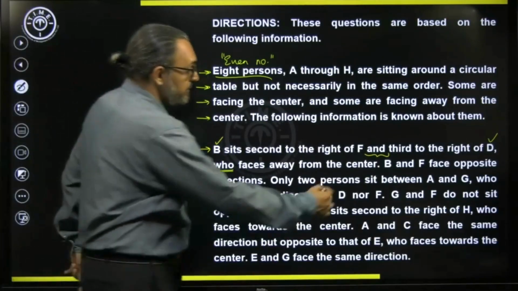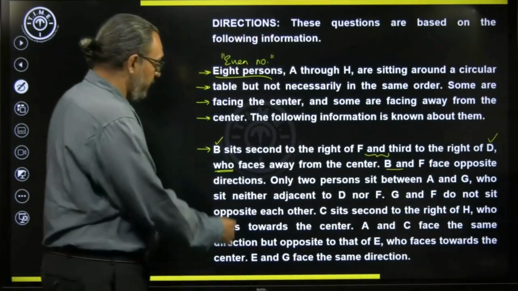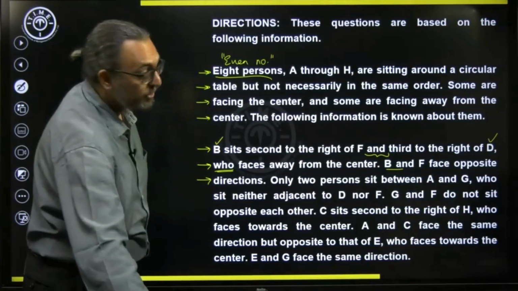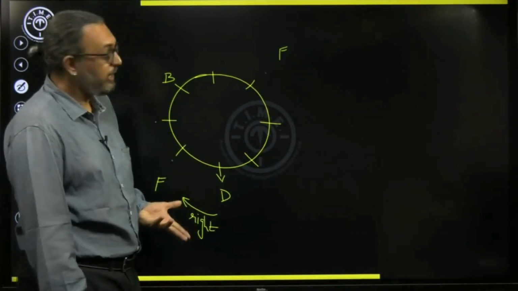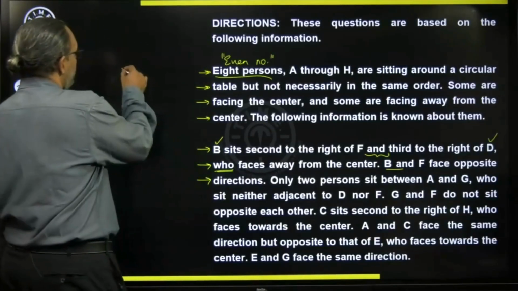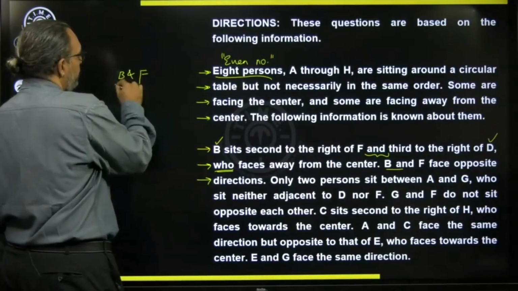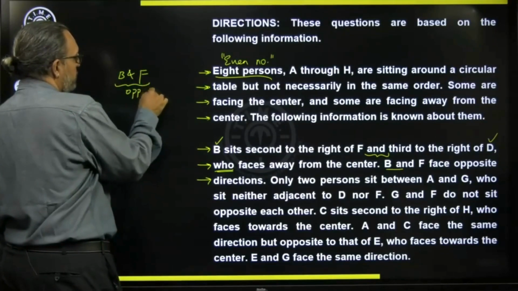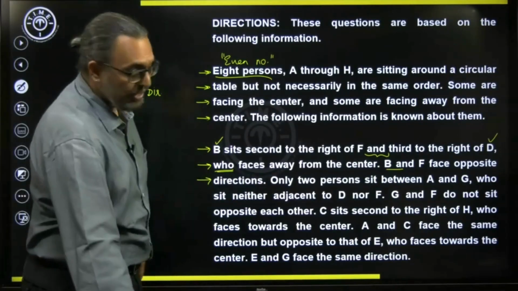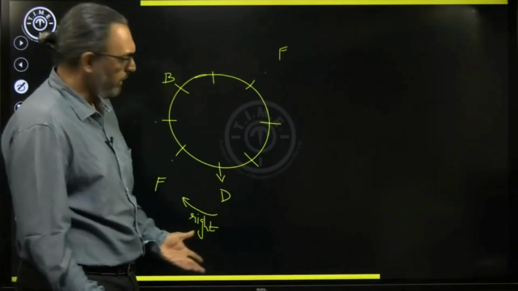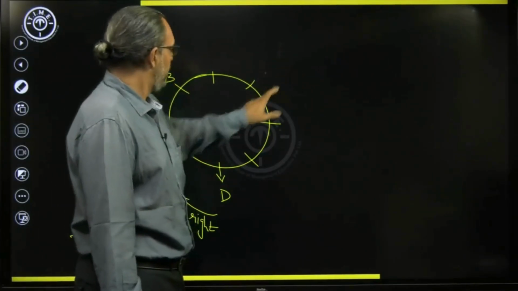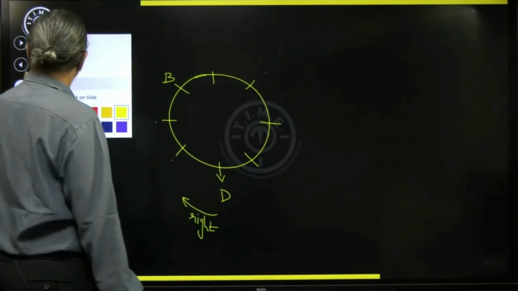Now, further what he says, B and F face opposite directions. Okay. So, B and F face opposite directions. I do not know the direction of B here, but B and F face opposite directions he says. Okay. We will come to that. So, we have B and F opposite directions. Right. So, now what we can do is we can take 2 possibilities straight away. Okay. So, instead of keeping it open like this, we can consider 2 possibilities straight away.